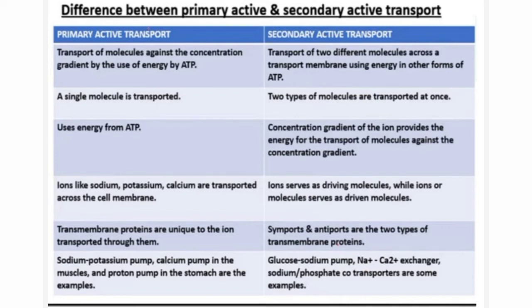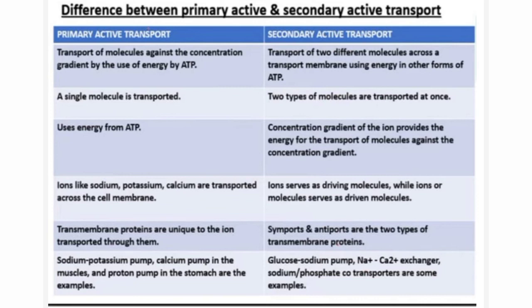We can discuss the difference between primary active transport and secondary active transport. In primary, energy is used in the form of ATP, while in secondary, energy is used in a form other than ATP. In primary, only one molecule is transported, but in secondary, a couple of molecules are passed at the same time. In primary, the energy form is ATP. In secondary transport, the concentration gradient of an ion provides energy.